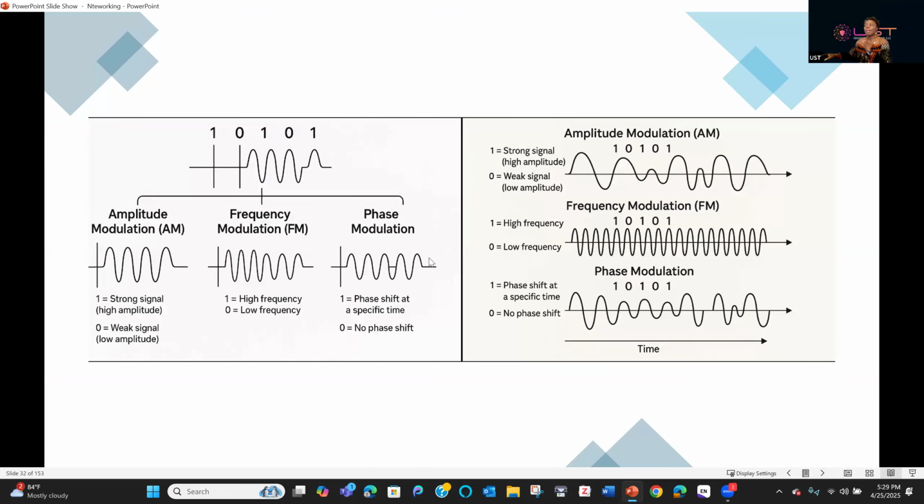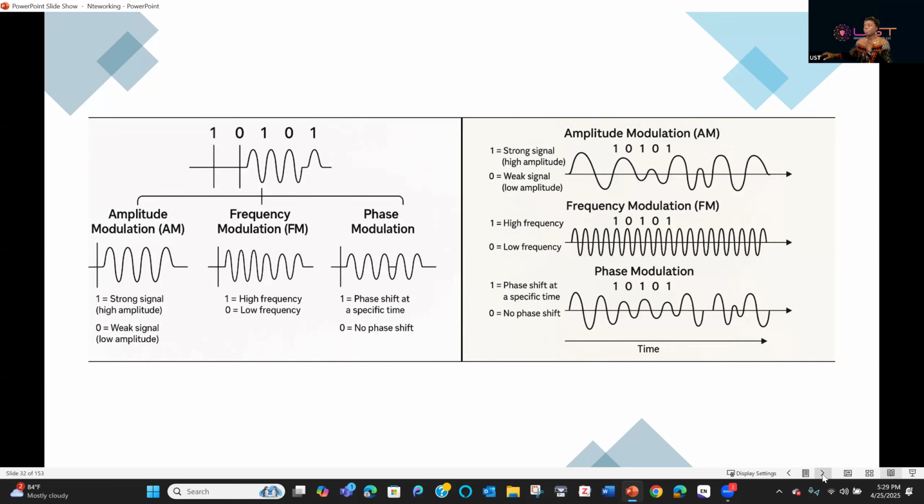And to sum everything up, this diagram literally explains all that we have discussed, with amplitude modulation or AM, frequency modulation, or phase modulation. And I have two different diagrams, literally the same concept. Likewise, with amplitude, we talk about the stronger signal as well as the weaker signal. In terms of frequency, higher frequency, low frequency, or a shift at a specific point in time, or no shift has occurred.